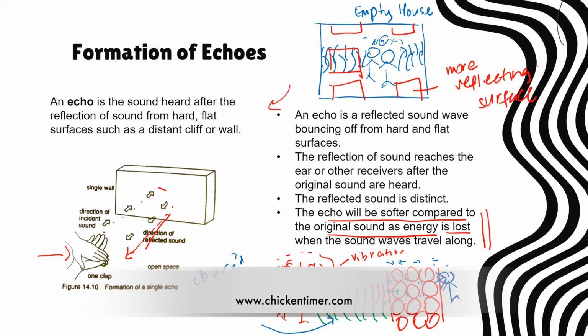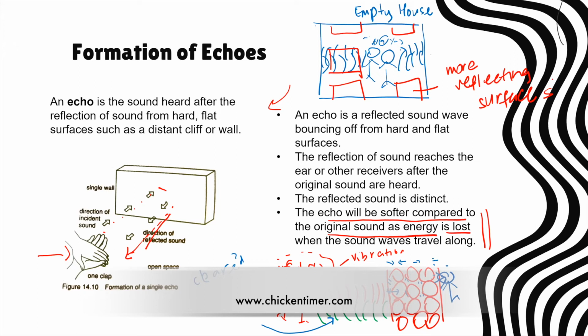Yes. So when there are many reflecting surfaces, when you speak, all of them will start reflecting whatever you speak. When there are too many surfaces and too many echoes, the sound waves that are reflected will interfere with each other and cancel each other out. So you cannot hear the echo. Yes.